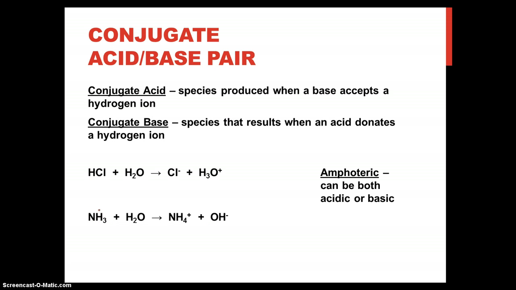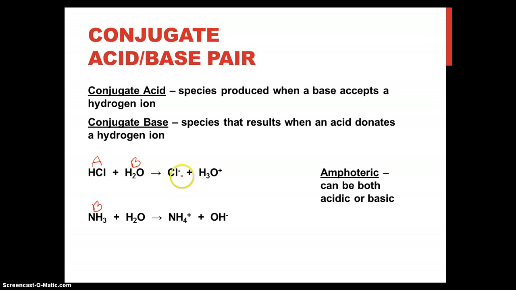Now let's talk about what we get when hydrogen ions are donated or accepted. The products are called the conjugate acids or the conjugate bases. The conjugate acid is the species produced when a base accepts a hydrogen ion, and the conjugate base is the species that results when an acid donates a hydrogen ion. Now these are the same 2 examples we saw previously, and we said the HCl was the acid and the NH3 was the base. Now here in this example, what is the water doing? Well, as you can see, the water is actually accepting the hydrogen from the HCl. So in this particular case, water is acting like a base. It's accepting a hydrogen ion.